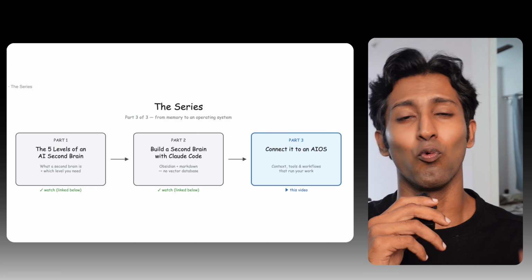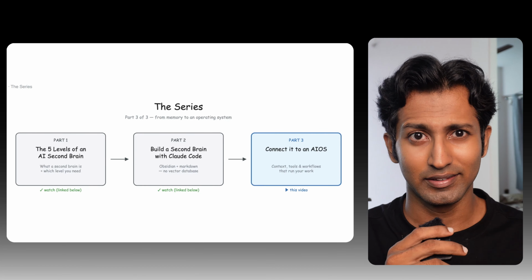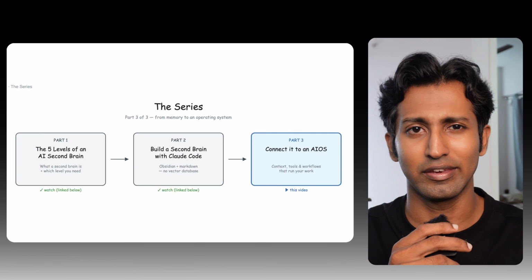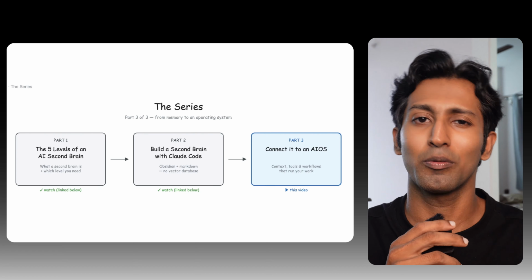So let's kill the confusion first. What is an AI operating system? It's a command center for your work that AI runs for you. That's it. The technical term that people throw around is AIOS, AI operating system. But hold on to the plain English explanation that I just said because that's more precise and accurate.